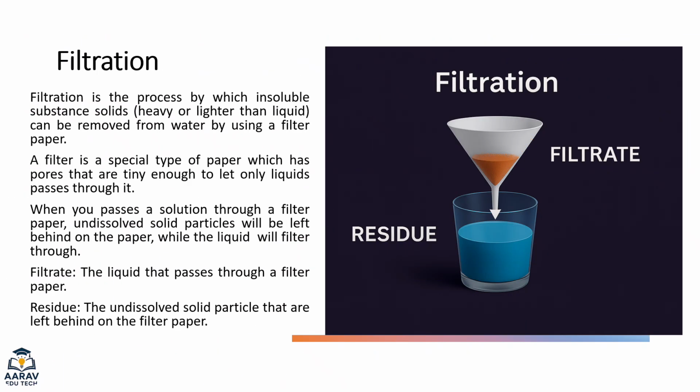Another method used for separation is filtration. A filter paper has tiny pores that allow only liquid to pass through. When a mixture is poured into a filter paper, the liquid that passes through is called the filtrate, and the solid particles left behind are called residue. Filtration helps remove insoluble solids from liquids.